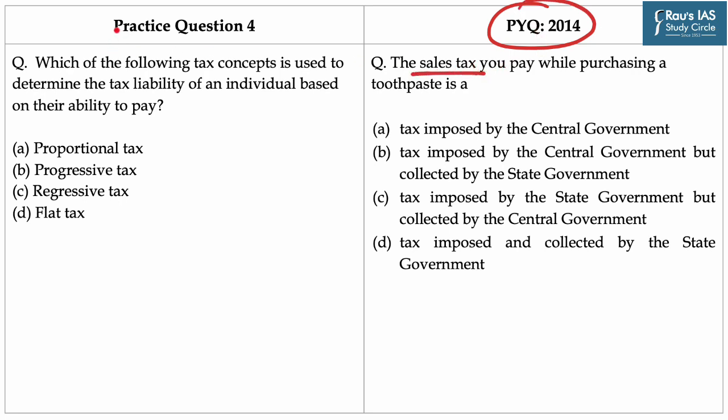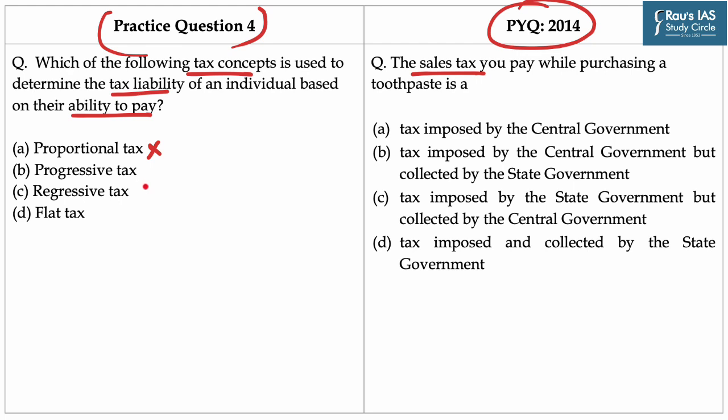Hence, based on today's article, here's practice question number 4. Which of the following tax concepts is used to determine the tax liability of an individual based on their ability to pay? Now, first option is proportional tax, which is also known as a flat tax, and it is a system in which the tax rate remains constant regardless of the income or wealth of the individual. This means that everyone, regardless of their income level, has to pay the same proportion of income as their tax. Hence, this option is incorrect.